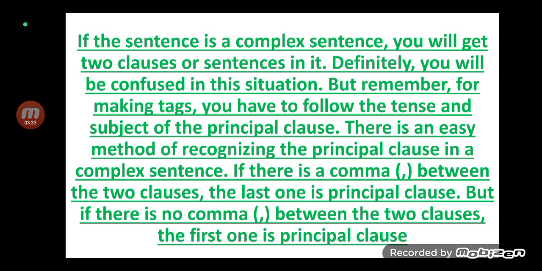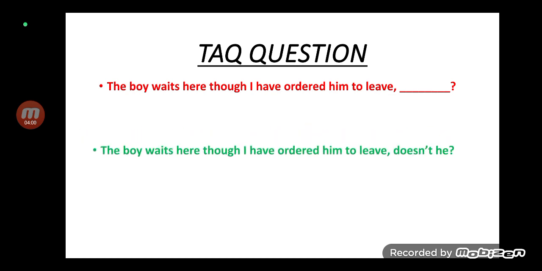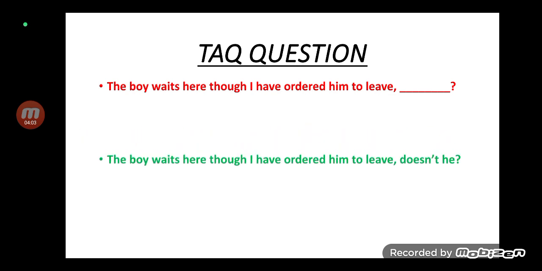There is an easy method of recognizing the principal clause in a complex sentence. If there is a comma between the two clauses, the last one is the principal clause. But if there is no comma between the two clauses, the first one is the principal clause. Remember, if there is a comma between two clauses, the last one is the principal clause. And if there is no comma between the two clauses, the first one is the principal clause. So we can see our example is here. The boy who's white-haired thought I have ordered him to leave. In this situation, there is no comma between the clauses. So only the first clause is used for making the question, right?